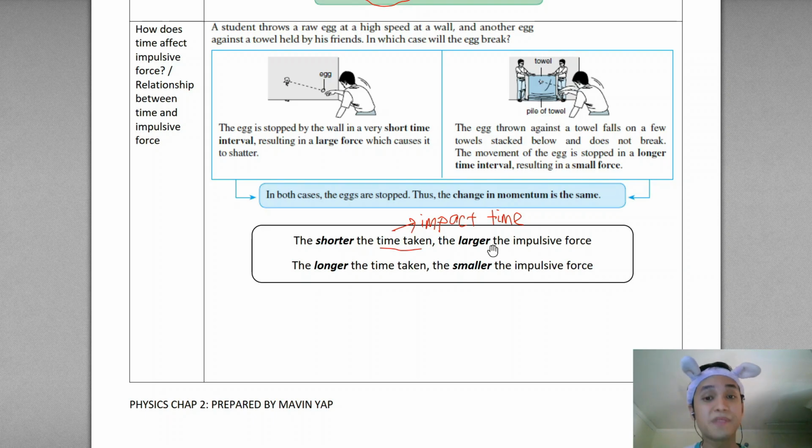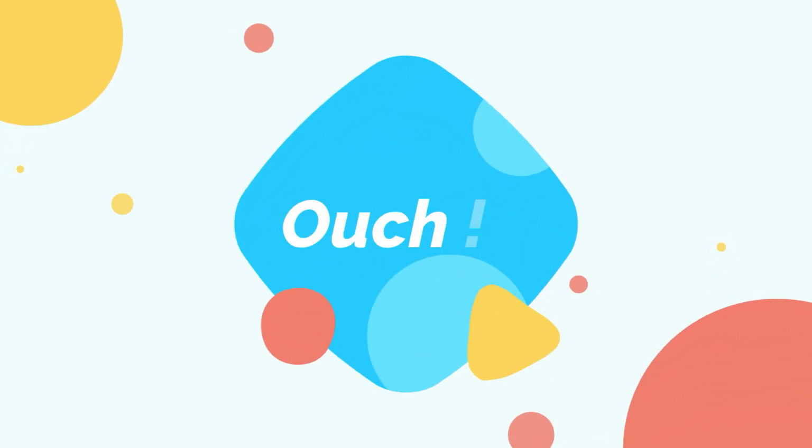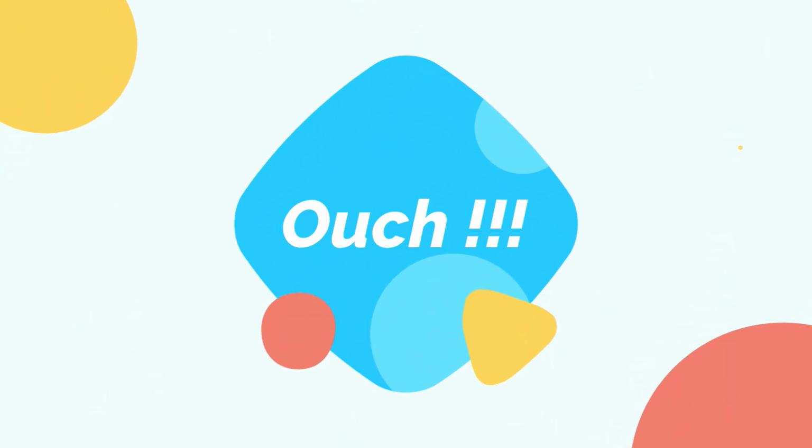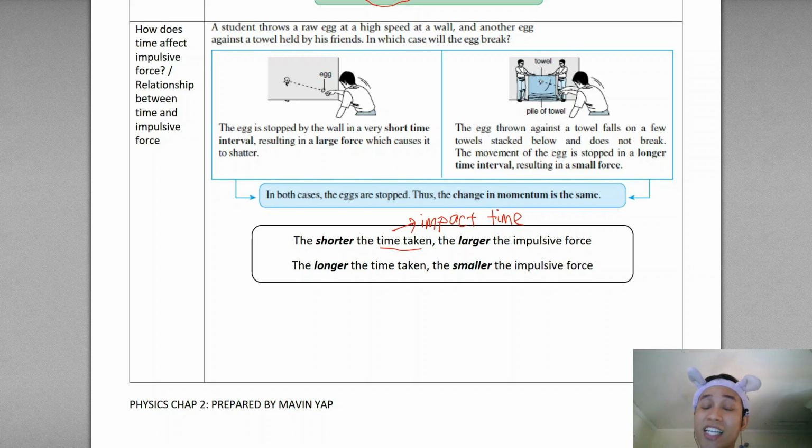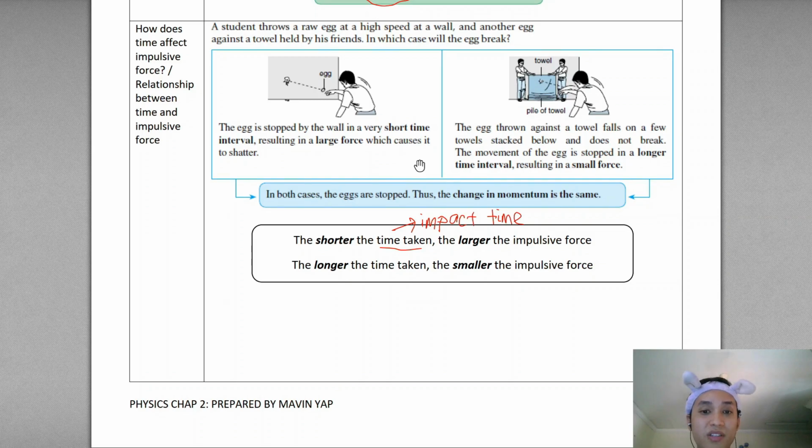Now, second situation, if my head remains stationary, meaning this time I don't move, I just take my hand and then I just slap. Because the impact time is now shorter and I experience a larger force, that is why I feel very, very much pain. Wow. So I think you understand the meaning of impulse and impulsive force and how time affects the impulsive force.